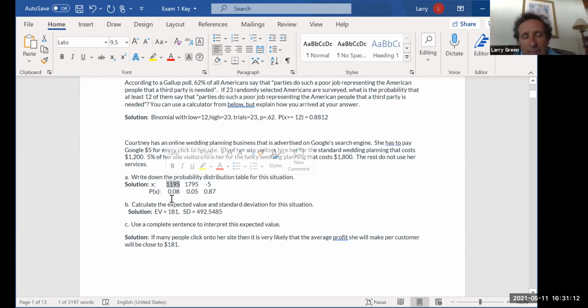P of X is not a problem. What I found is that most all of you who had a distribution table were able to get the expected value and standard deviation using the calculator. So that wasn't a problem.